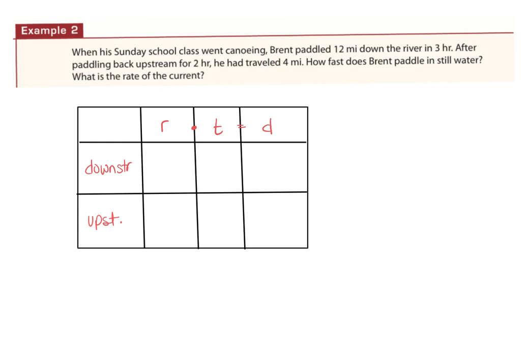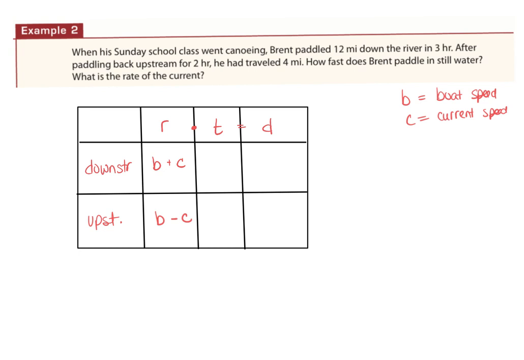All right. If he's going downstream, then how fast the boat is going plus how fast the current is going will be his rate there. If he's going upstream, we're going to take how fast the boat is going minus the current there. All right. And you can use X and Y, just label it. So my B is representing the speed of the boat. And my C is representing the speed of the current. All right, so if you use X and Y, make sure you label it somewhere so that you don't confuse yourself as to which is X and which is Y.